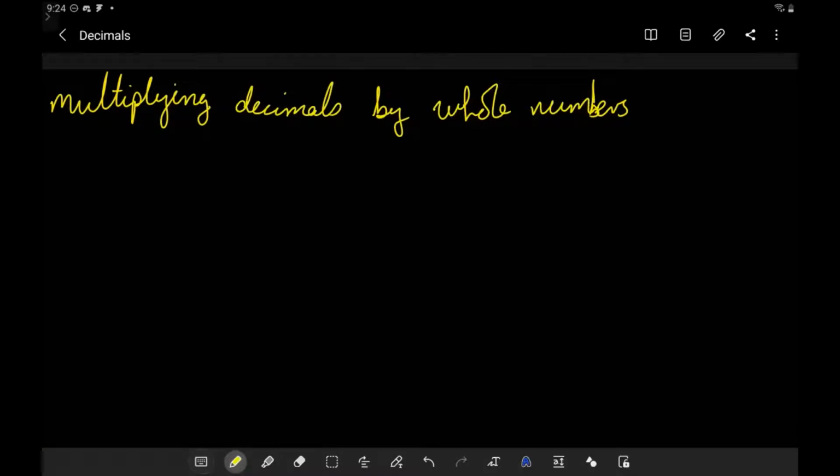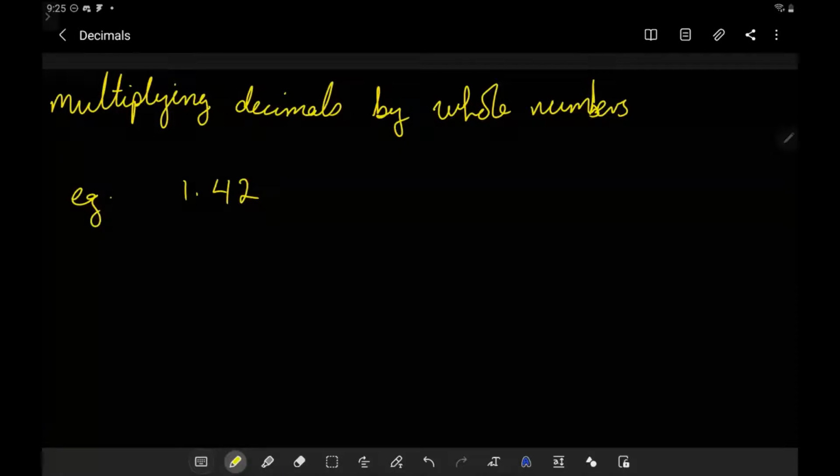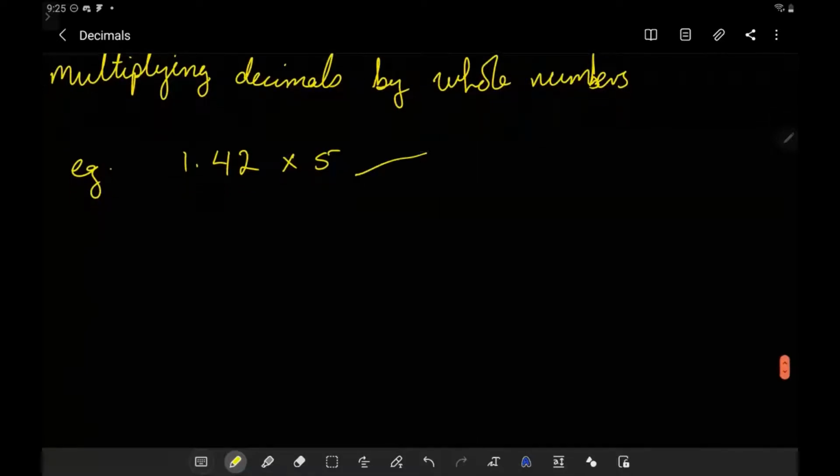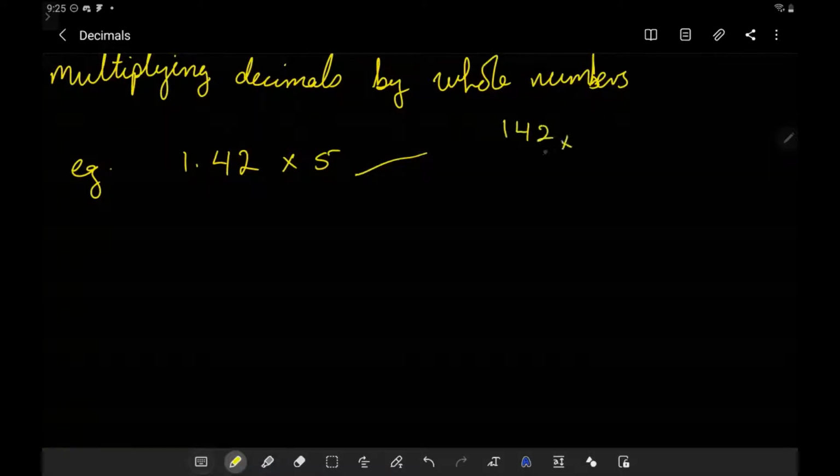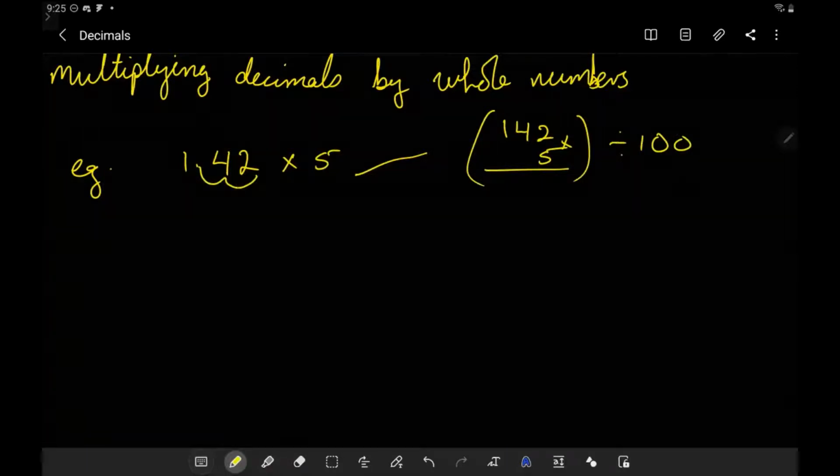So for example, if we had 1.42 and we want to multiply that by 5, there are two ways you could go about doing it. You could realize that this is the same as 142 multiplied by 5. Find that, and then you divide that by 100 because you essentially multiplied this by 100, right? So to undo that, you divide it by 100.